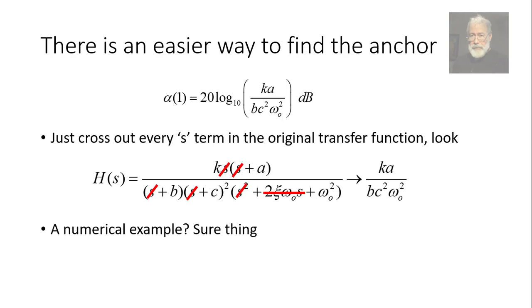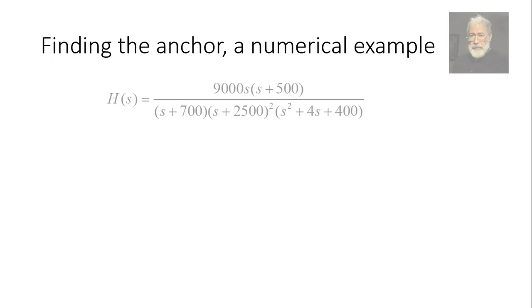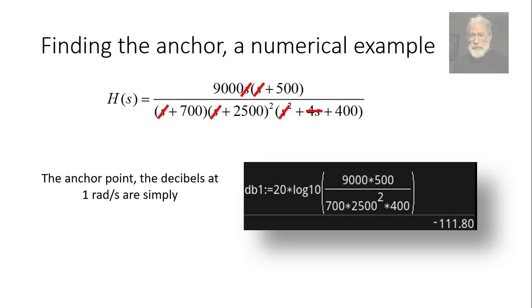A numerical example? Sure. Take this one, for instance. The first thing is, let's eliminate the terms in s. This one, that one, those two, and these two on the top. 20 times the logarithm of that constant is -111.8 decibels. That is the anchor point of that transfer function.